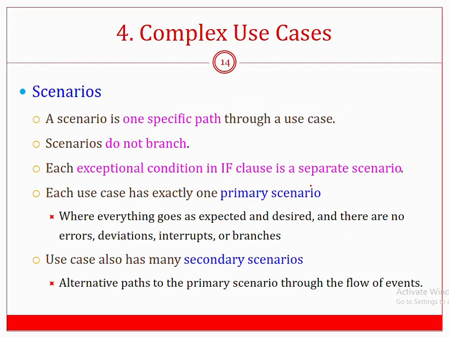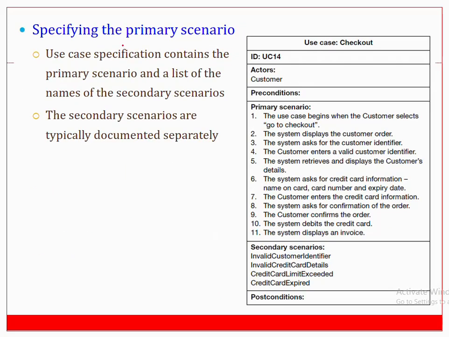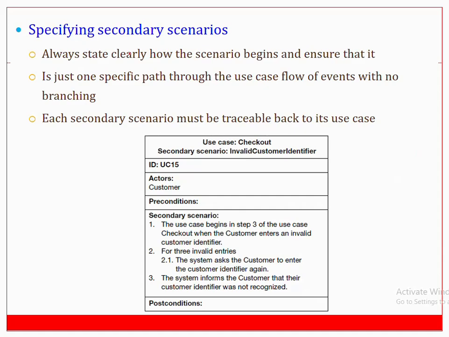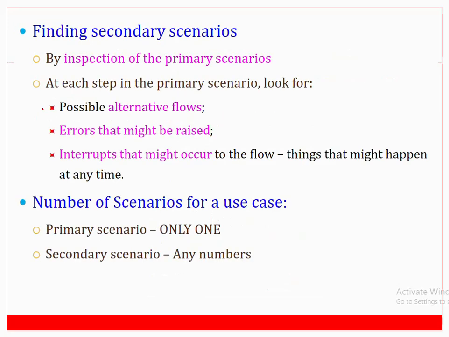A scenario is one possible path through a use case. Every use case contains exactly one primary scenario and multiple secondary scenarios. The primary scenario represents the normal flow where everything works as expected. In addition, the secondary scenario represents the alternate paths or exceptions, errors or interruptions. While identifying secondary scenarios, software engineers carefully examine each step of the primary scenario and look for possible alternate conditions and exceptional situations. These scenarios make a software system more reliable by considering both normal and exceptional user interactions.